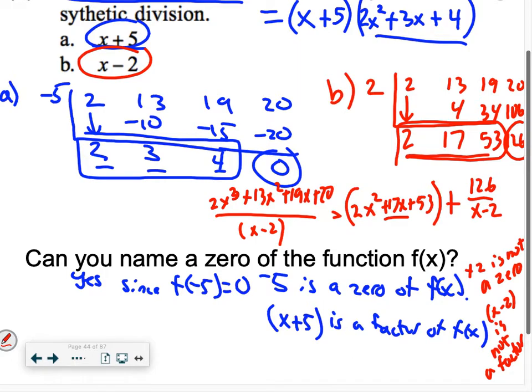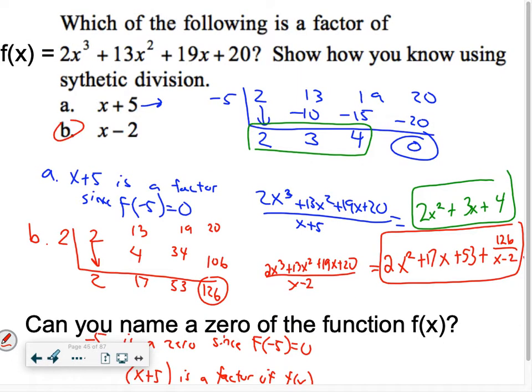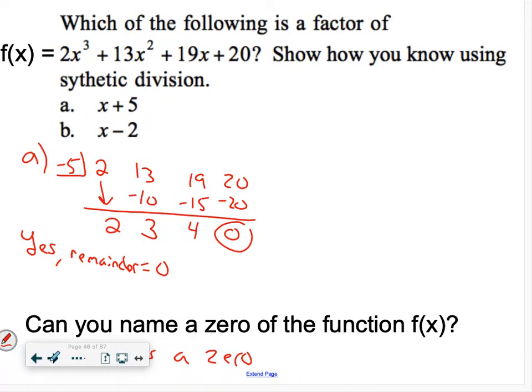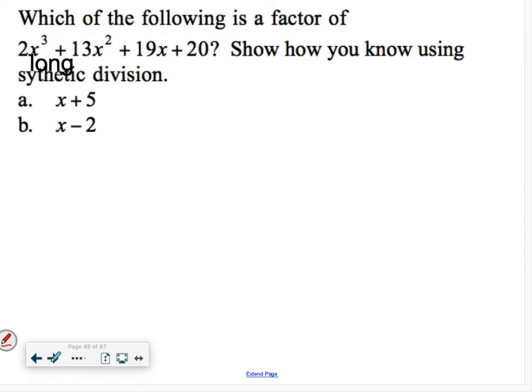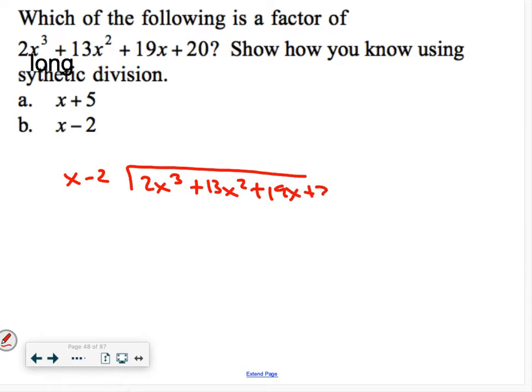So let's do part B with long division just to kind of see the parallel there. It's considerably more work, but we do need to learn long division because not all problems can be done with synthetic division.